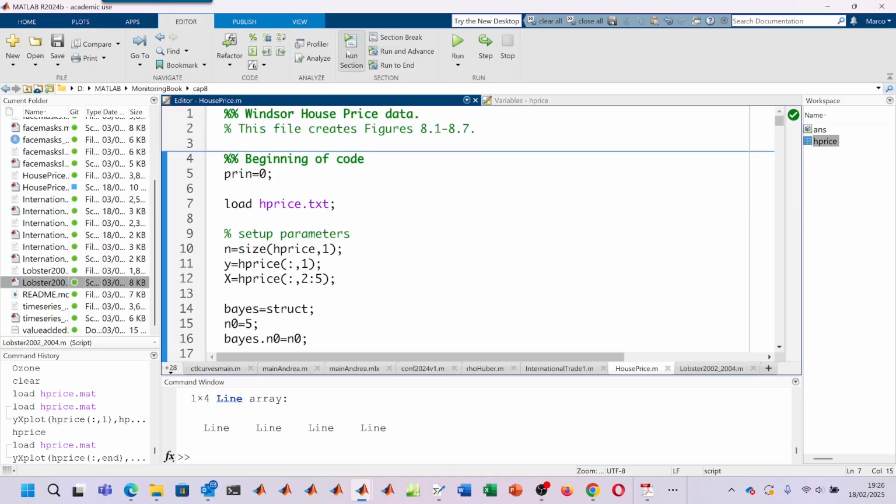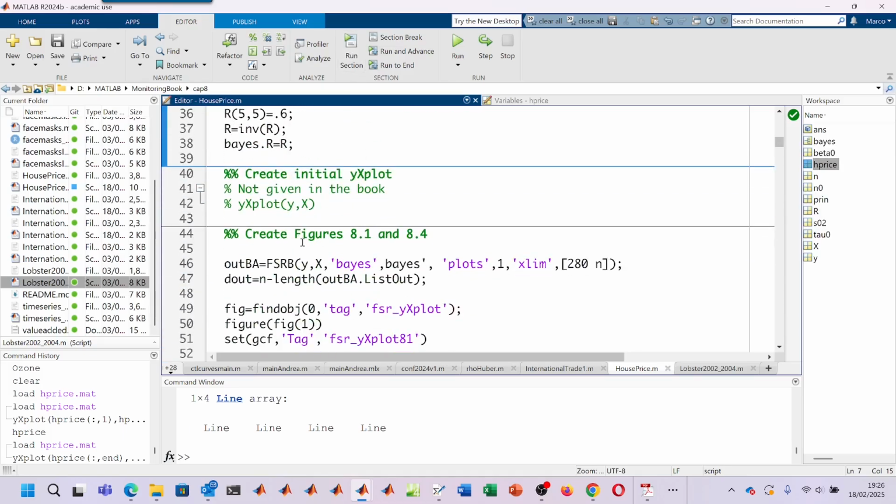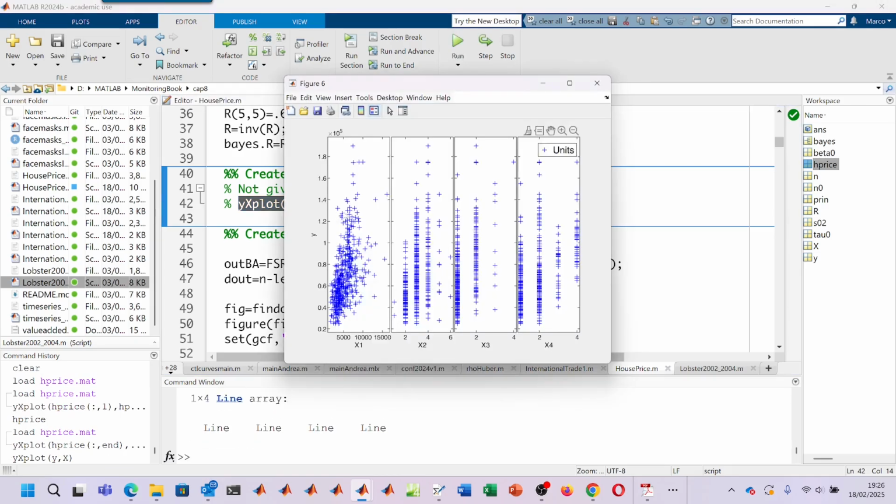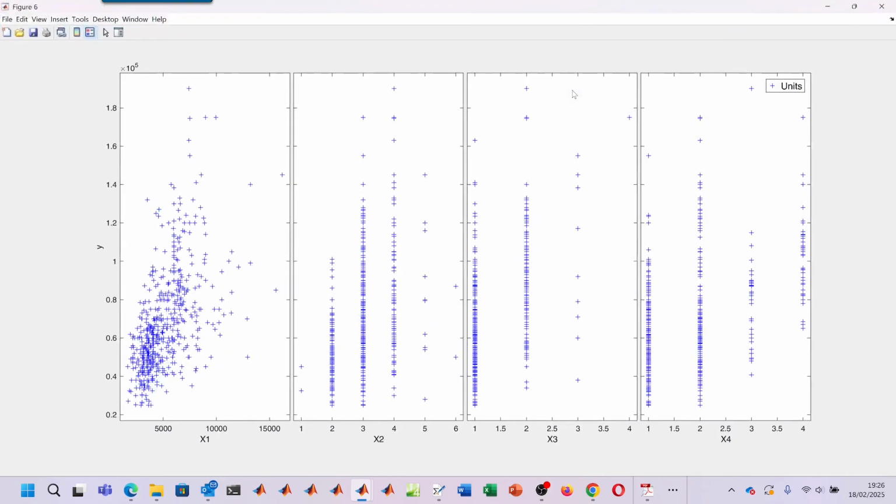Okay, so now we load the data, and it is not given in the book, but we start with the y-x plot. We're now showing a y-x plot of these data. Y is the sales price of the house in Canadian dollars.